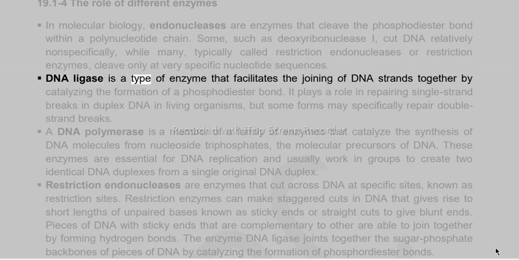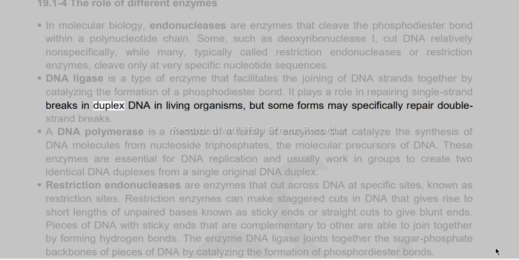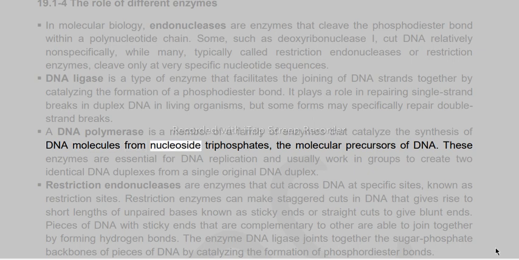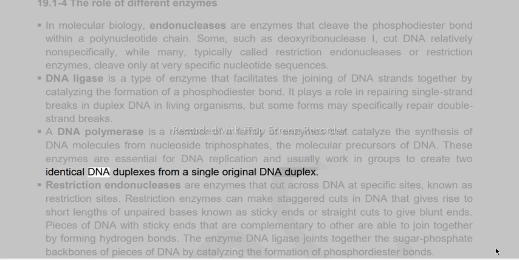DNA ligase is a type of enzyme that facilitates the joining of DNA strands together by catalyzing the formation of a phosphodiester bond. It plays a role in repairing single-strand breaks in duplex DNA in living organisms, but some forms may specifically repair double-strand breaks. A DNA polymerase is a member of a family of enzymes that catalyze the synthesis of DNA molecules from nucleoside triphosphates, the molecular precursors of DNA. These enzymes are essential for DNA replication and usually work in groups to create two identical DNA duplexes from a single original DNA duplex.